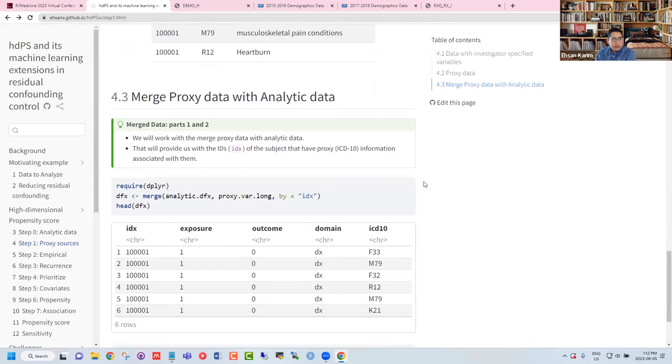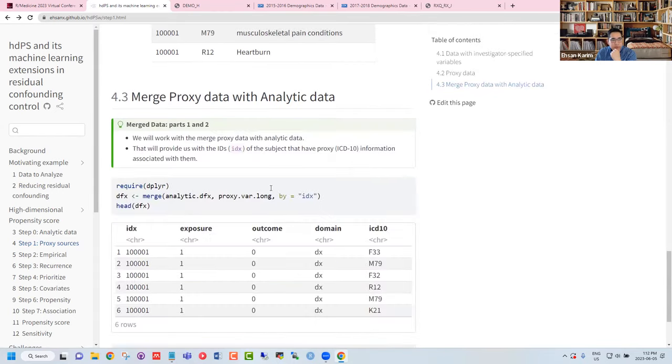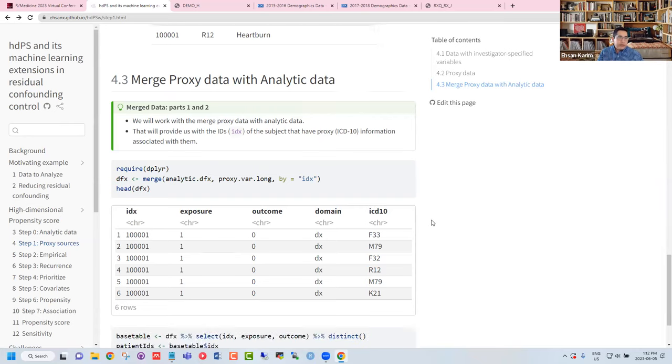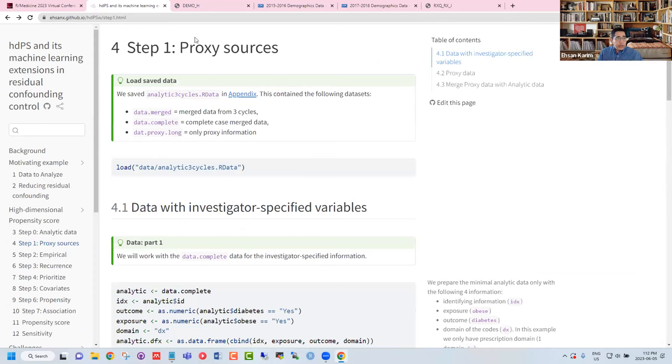And what we try to do then is that we try to merge these proxy information with the original complete case analysis information. And that is where we are reducing our number of subjects from 30,000 to 7,000 here, right? And that creates our data source based on which we are going to analyze our data. So in this particular step, and this is step one, what we have basically done is that we have identified the proxy data source. And in our case, our proxy data source was the medication data source that are available in the enhanced data.